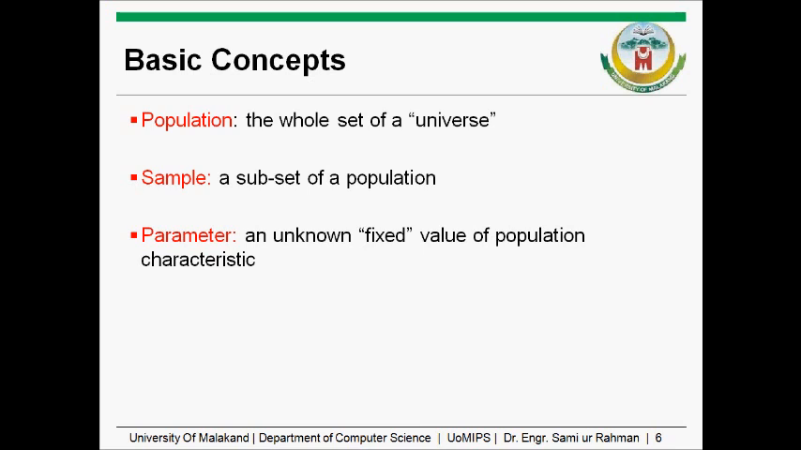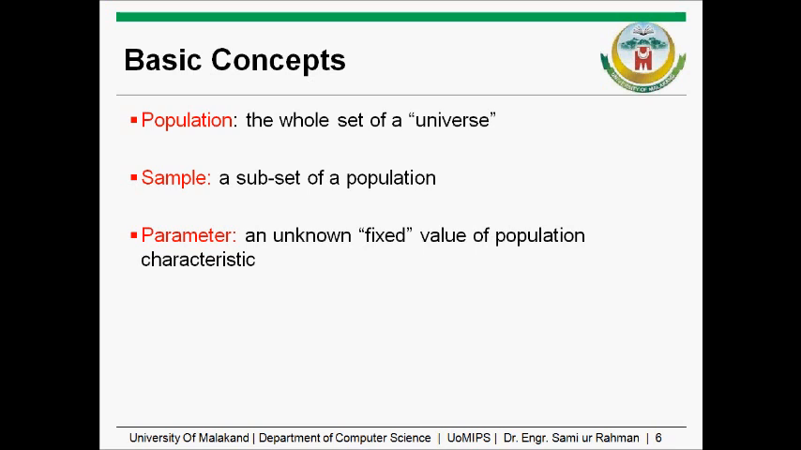If you want to see the tendency of voters, so in these surveys, a few sets of data are selected, and then their tendency is studied, and then on the basis of those few data sets, the results are generalized. So one is population and second is sample. Population is the whole set of interest, and sample is a subset of this whole population.